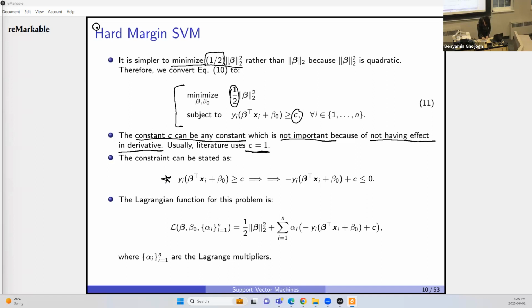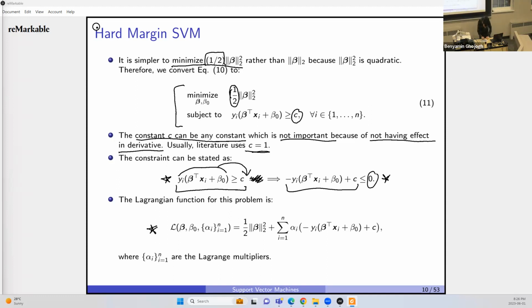Now the constraint, let's talk about the constraint. Guys, are you listening? So now let's talk about the constraint. Here, this is the constraint. I can bring this to the right-hand side. So it becomes minus yi times beta transpose xi plus beta 0 plus c is less than or equal to 0. Okay, that's correct. Now, why did I do that? Because if you see my optimization course on YouTube, you will see that when we have minimization, it's easier to work with less than or equal to constraints. Therefore, as I have greater than or equal to constraints here, I convert them to less than or equal to 0 constraints. Now, for more information, see the optimization course.